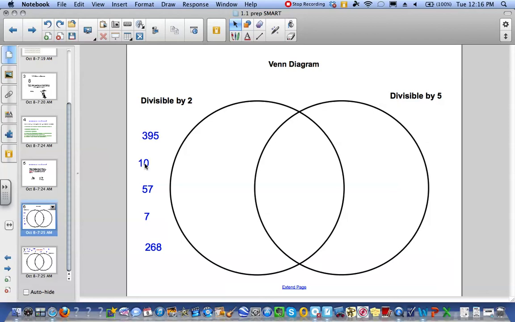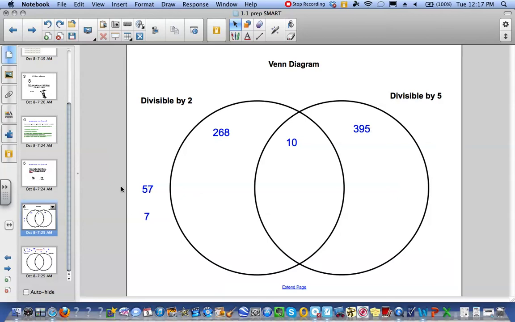So for instance, 268 is not divisible by 5 because it doesn't end in a 5 or a 0, but it is an even number, so it's automatically divisible by 2. 10 ends in a 0, which means it's divisible by 5, and it's an even number, which means it's divisible by 2, so it would go in the middle because 2 and 5 go into 10. 395, it's not an even number, so it can't be divisible by 2, but it ends in a 5, so it's divisible by 5.